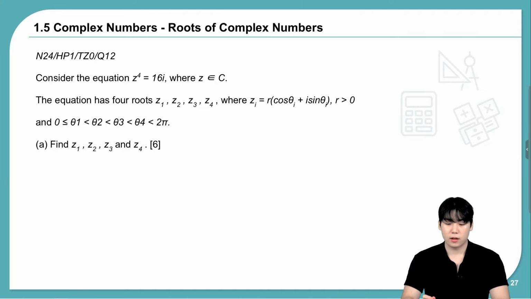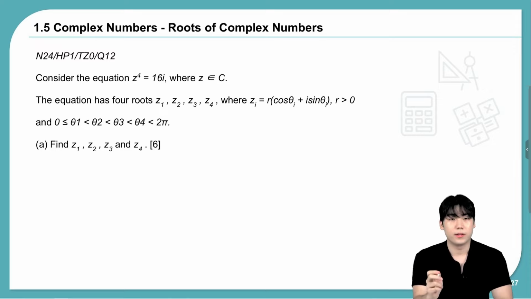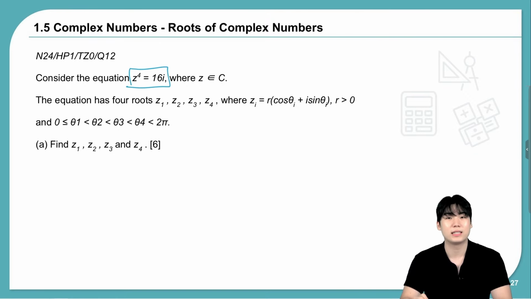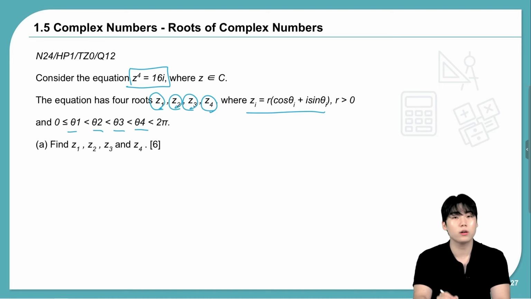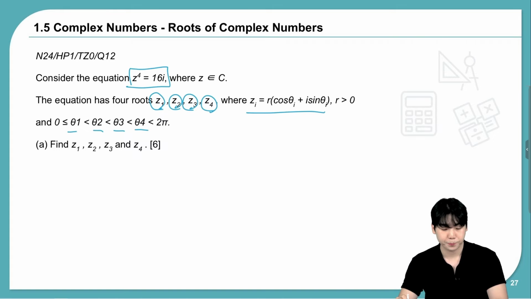And the last question of today is question 12, a complex number question. Let's deep dive in. We're given the equation z to the power 4 is equal to 16i, and it has 4 roots, z1, z2, z3, and z4. This is just a Cartesian format, and this is the polar format. We're told that theta 1, theta 2 and so on are in order, between 0 and 2 pi, and we have to find what z1 through z4 are.